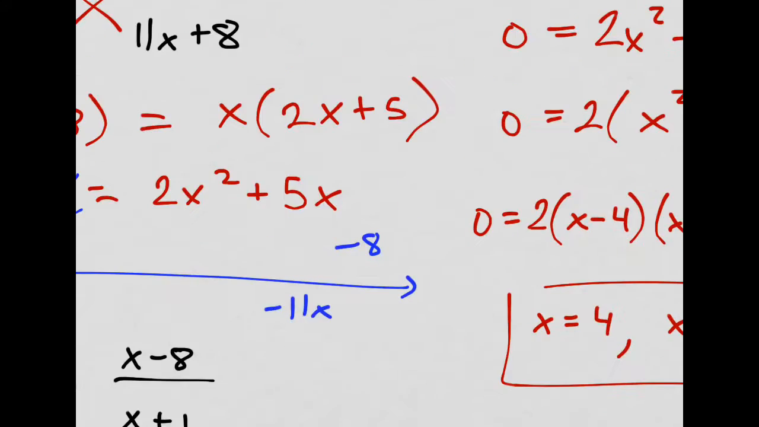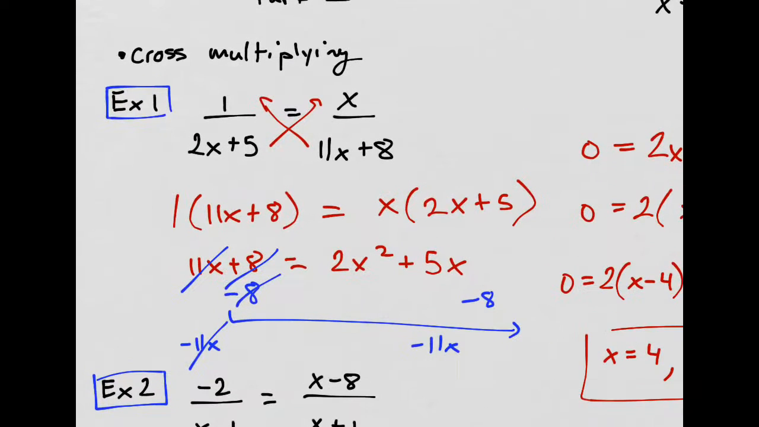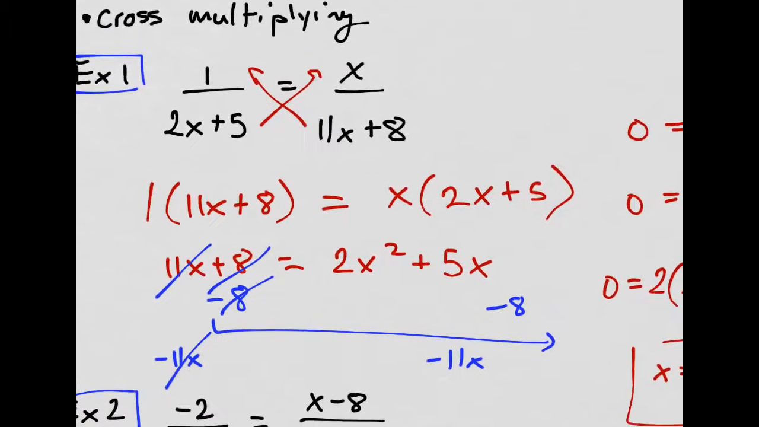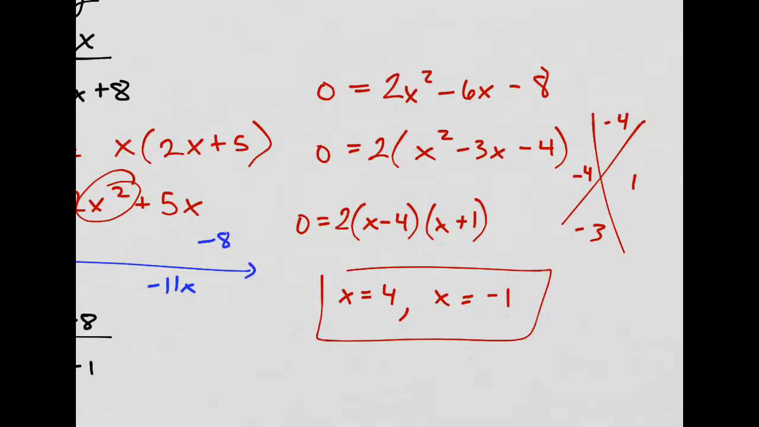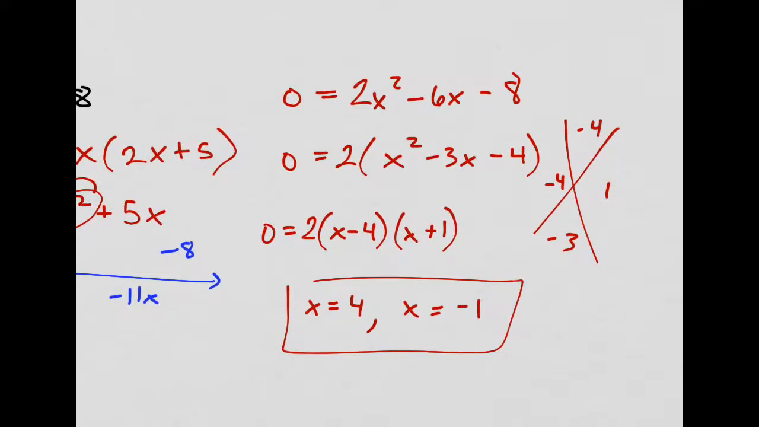So the first step was to cross multiply. That was easy, hopefully. The next step is to see if you have an x squared. If you have an x squared, get everything to one side. If you don't have an x squared, then just solve like a normal linear equation, and we'll get to that. But we have an x squared here, so we get everything to one side, 0 on the other. And then factor and solve. That's it.